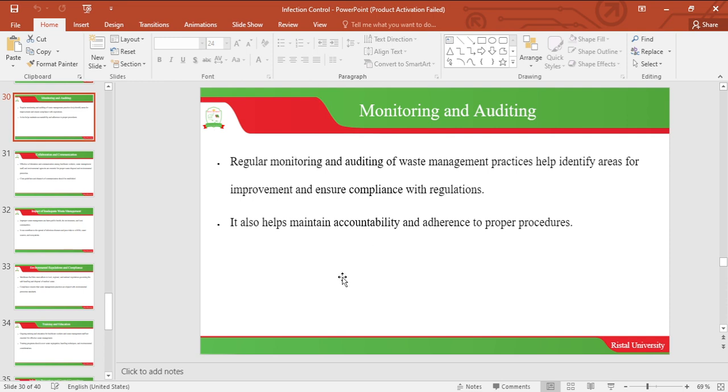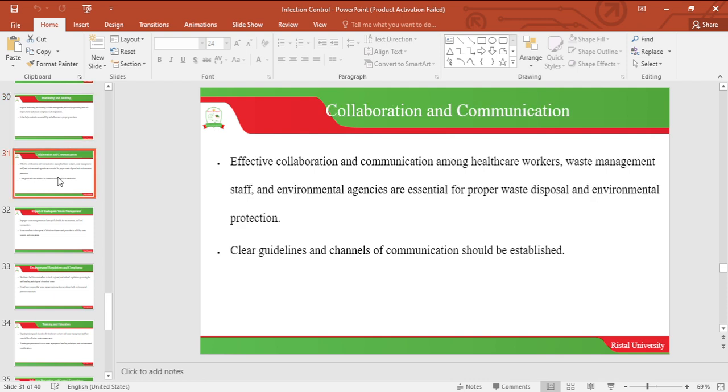Let's move on to monitoring and auditing. Regular monitoring and auditing of waste management procedures helps to identify areas for improvement and ensure compliance with the regulations. Monitoring and auditing also helps to maintain accountability and adherence to proper procedures of waste management.